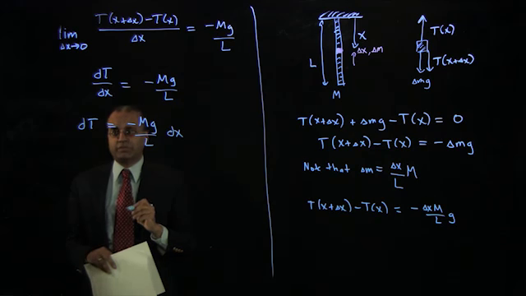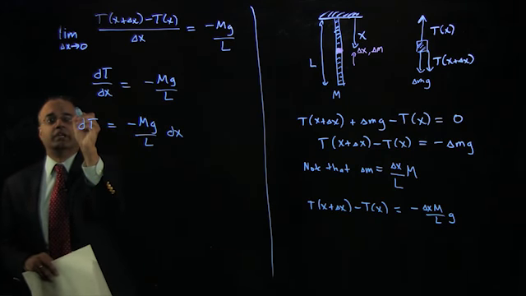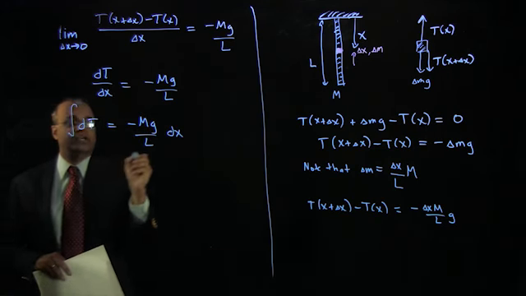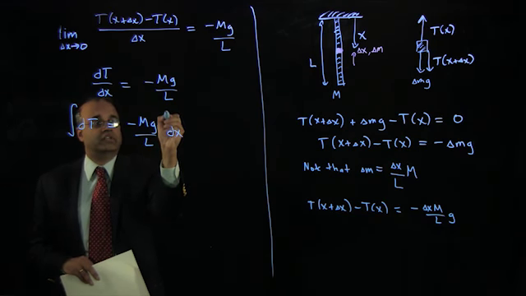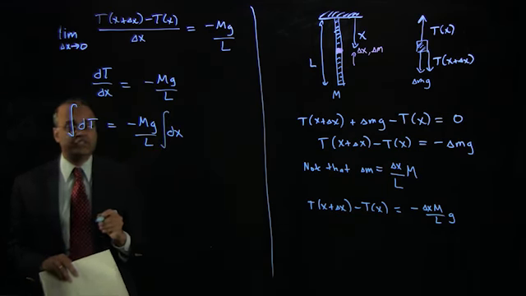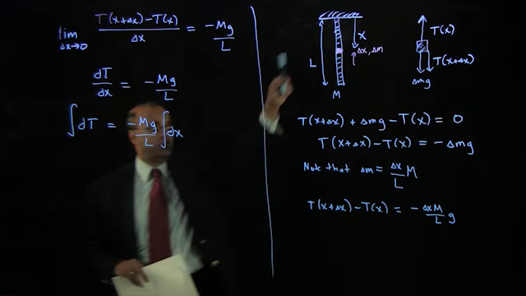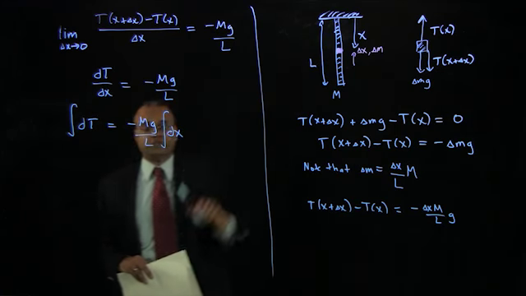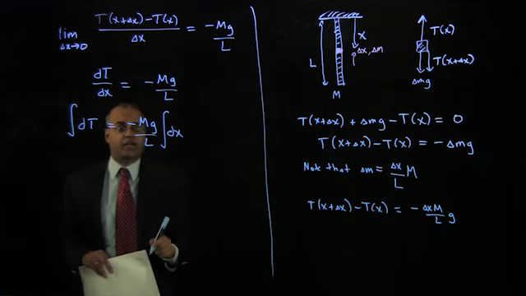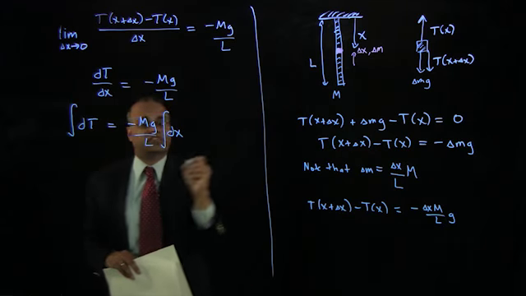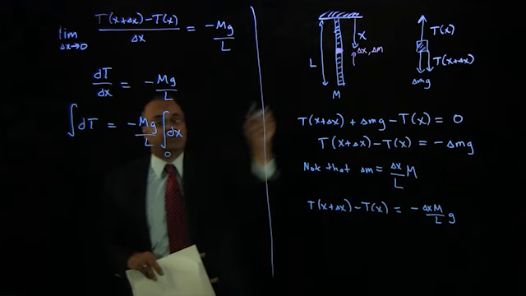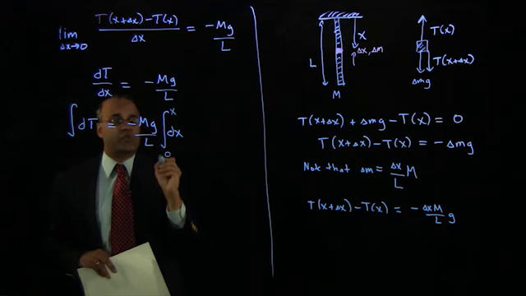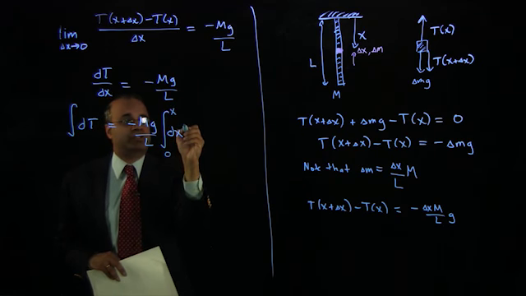And now I want to integrate both sides. So I'll integrate this side. And remember, mg over L is a constant, so I can keep it outside the integral. And I'll integrate this side. I'm going to do a definite integral over the continuous distribution that I'm studying. So on the right-hand side, I'm going to start at x equals 0 and go to my position of interest, which is x. And to avoid confusion, I'm going to call the integration variable x prime.